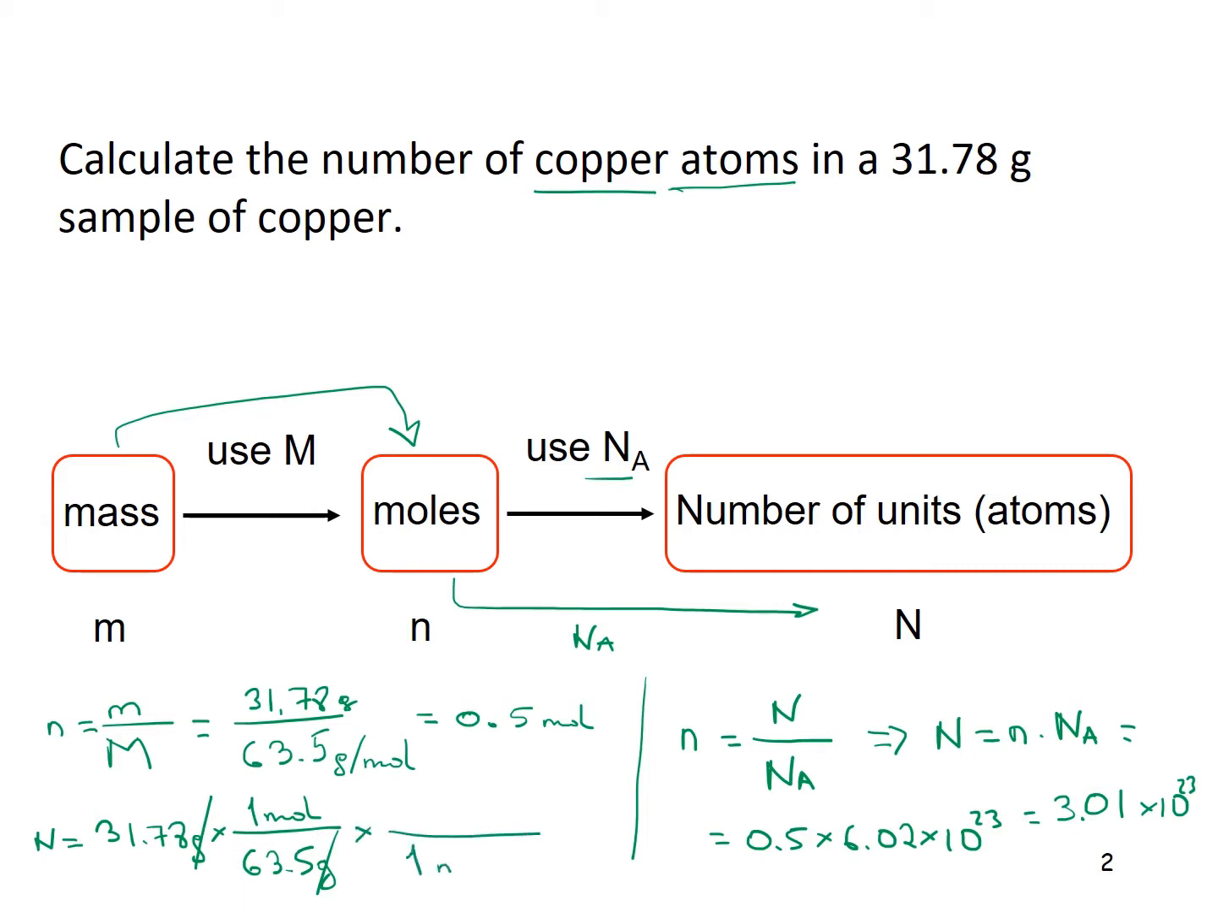So I'll put here 1 mole of the copper atoms contains 6.02 times 10 to the 23rd atoms. And this still is going to give me the same answer. So these are just alternative ways how you can do it. Find a way that works best for you.